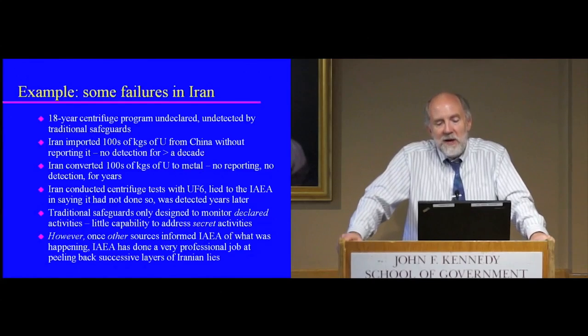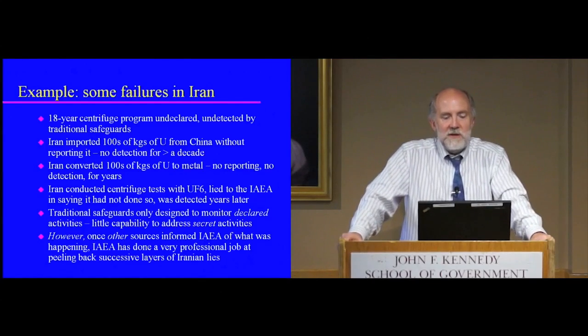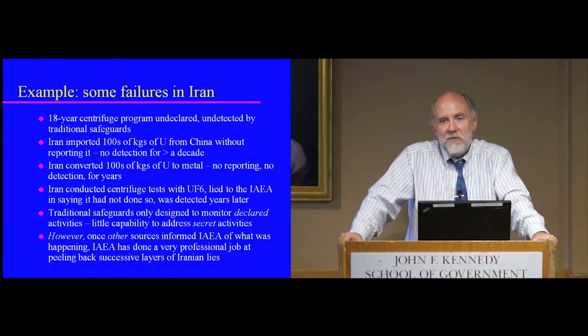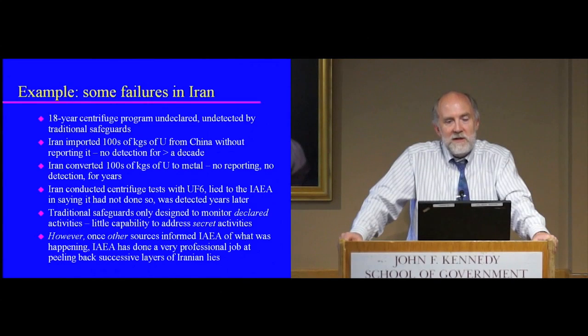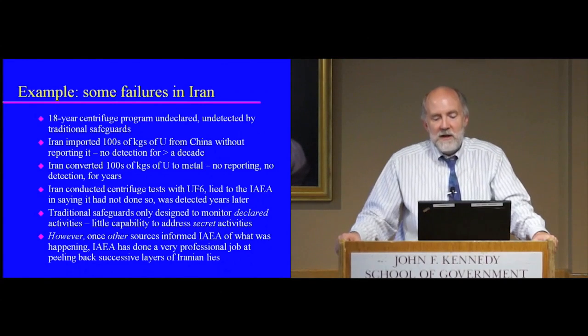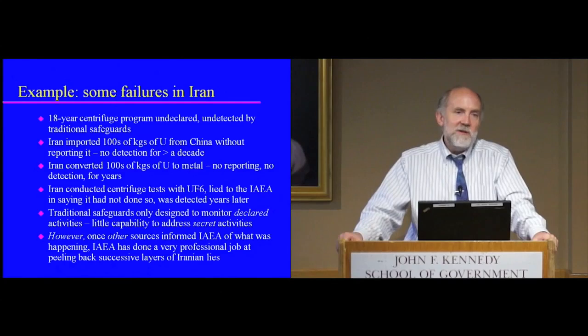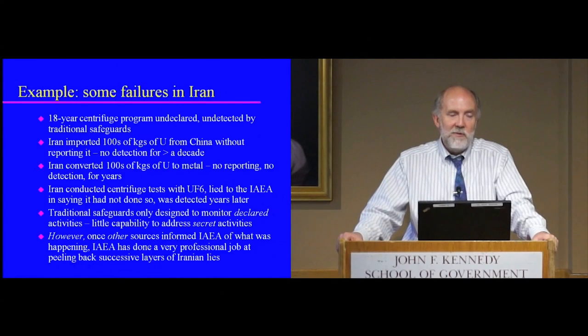All right, so let's talk about some examples of traditional safeguards. Iran is an obvious and topical one. Before their enrichment plant at Natanz was revealed, they had an 18-year centrifuge program that was not declared to the IAEA and was not detected by traditional safeguards. They imported hundreds of kilograms of uranium from China without reporting it to the IAEA, and the IAEA didn't raise any issues or objections for more than a decade.